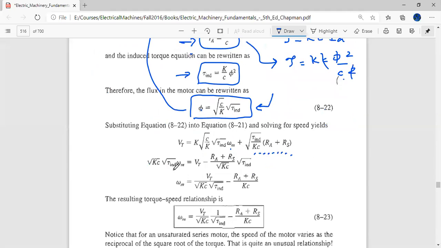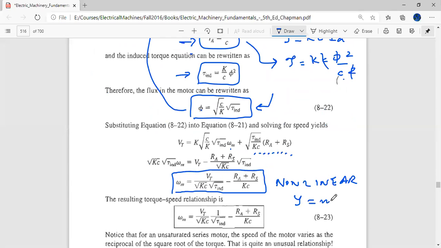Okay, so we make omega m the subject of this equation by shifting this term over here and shifting this term over here. And in terms of the omega m, the relationship goes like this. So now we can see that this is not a linear relationship, it is a non-linear relationship, because this is not obeying y equals mx plus c like before. This is a non-linear relationship because the y variable is omega m and the x variable is 1 over the square root of torque induced.